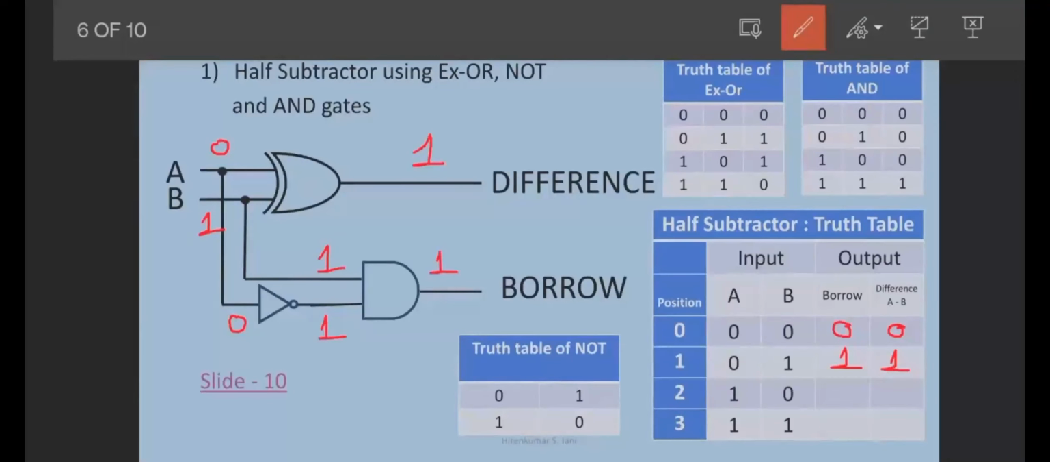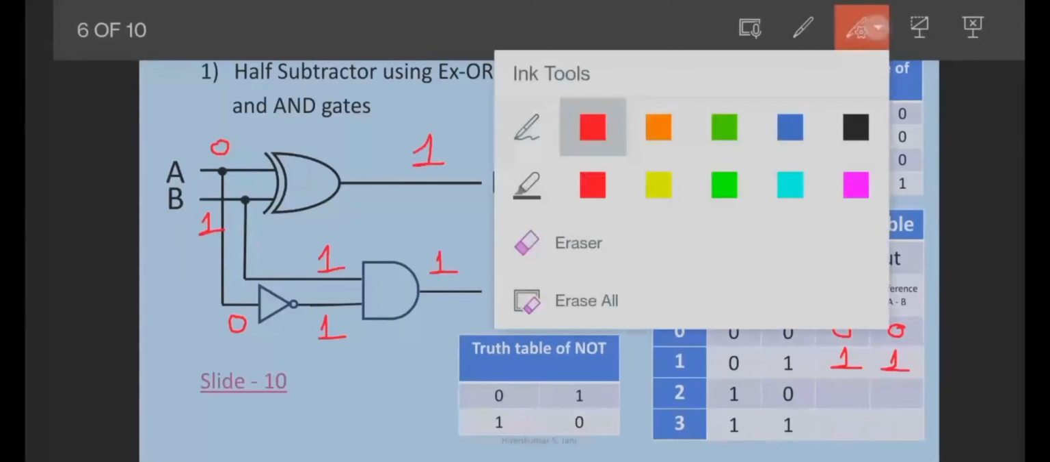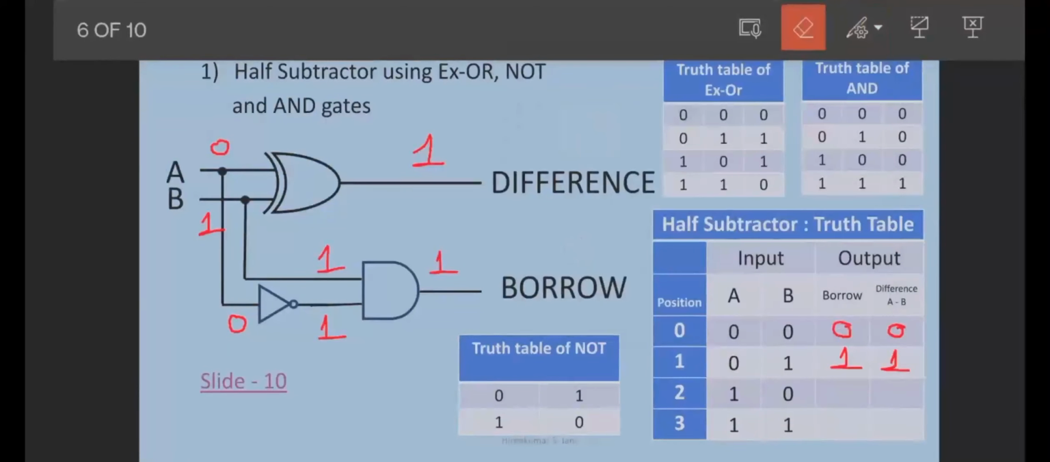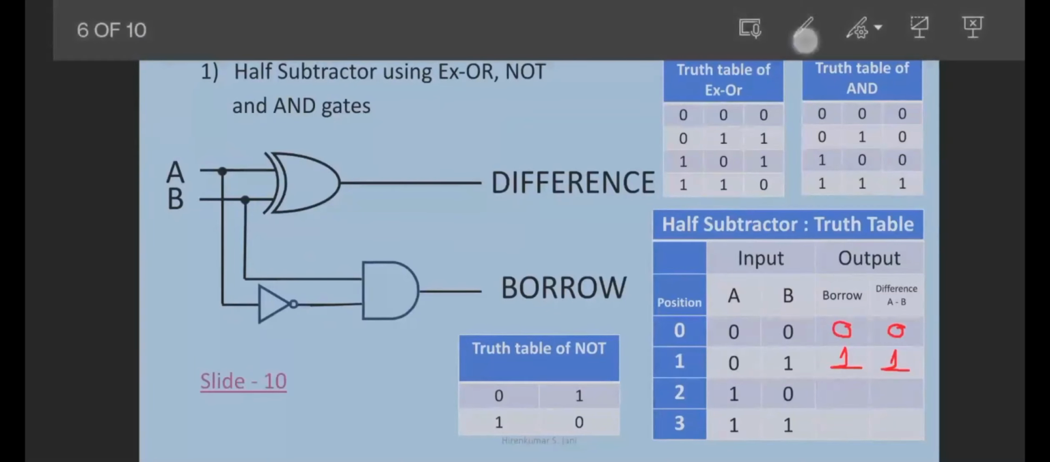Now let us go for the next case. For the next case, we will have, say, input A equal to 1 and input B equal to 0.